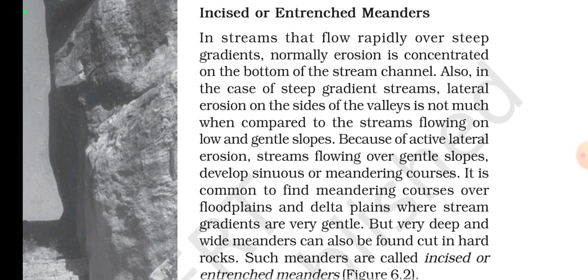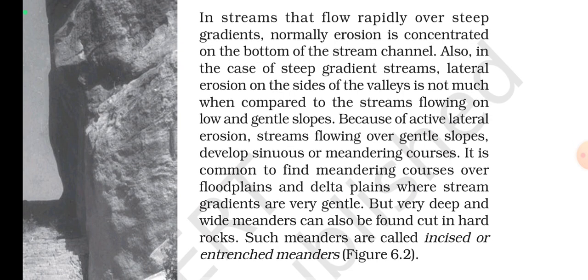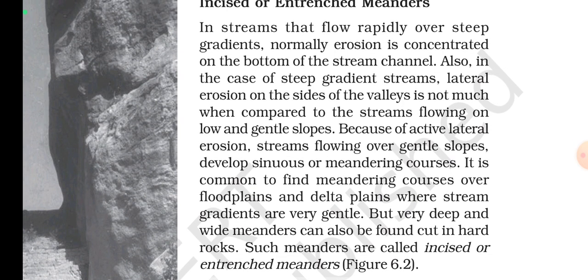Now, incised or entrenched meanders. In streams that flow rapidly over steep gradients, normally erosion is concentrated on the bottom of the stream channel. Also, in the case of steep gradient streams, lateral erosion on the sides of the valleys is not much when compared to the streams flowing on low and gentle slopes.